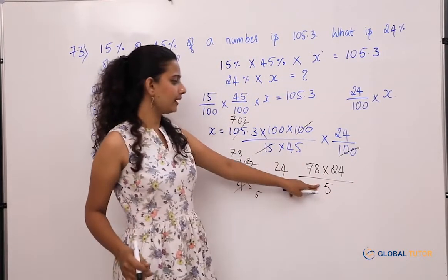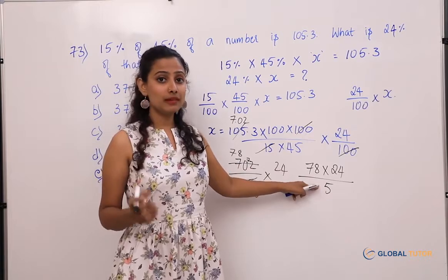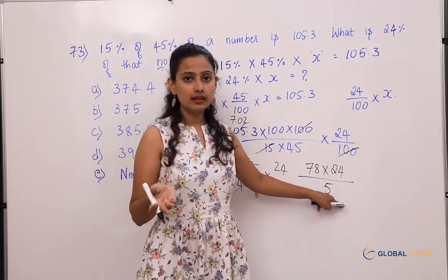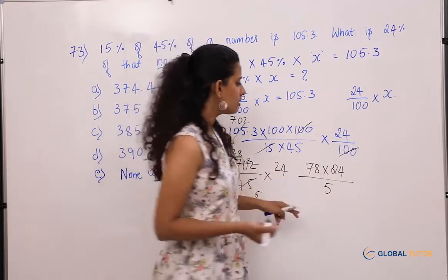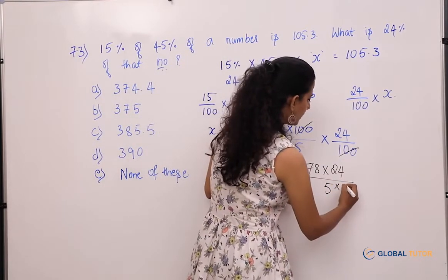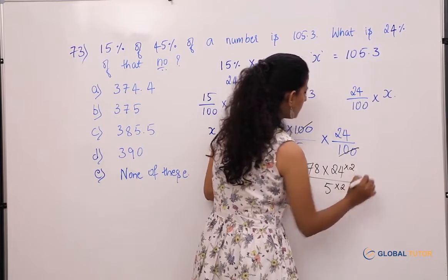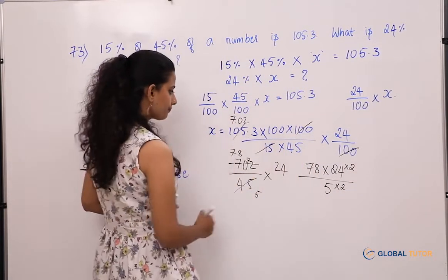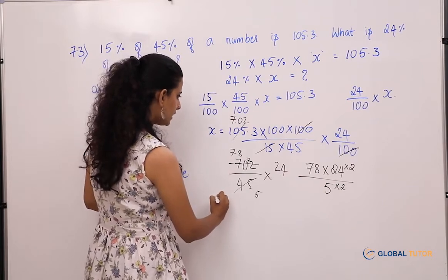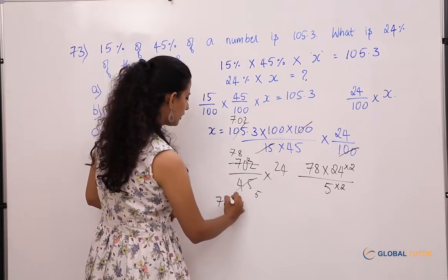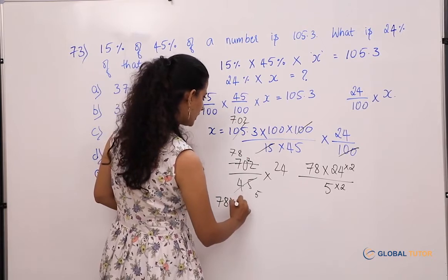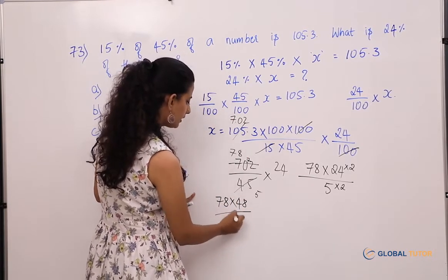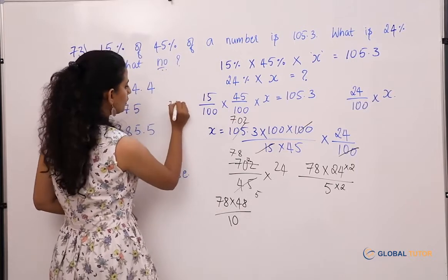So when we have 5, we can always multiply it with 2 to get a number ending with 0, right? So I will multiply this with 2 on both numerator and denominator. This will help us in the fraction. So this will be 78 into 48 divided by 10. So what is 78 into 48?